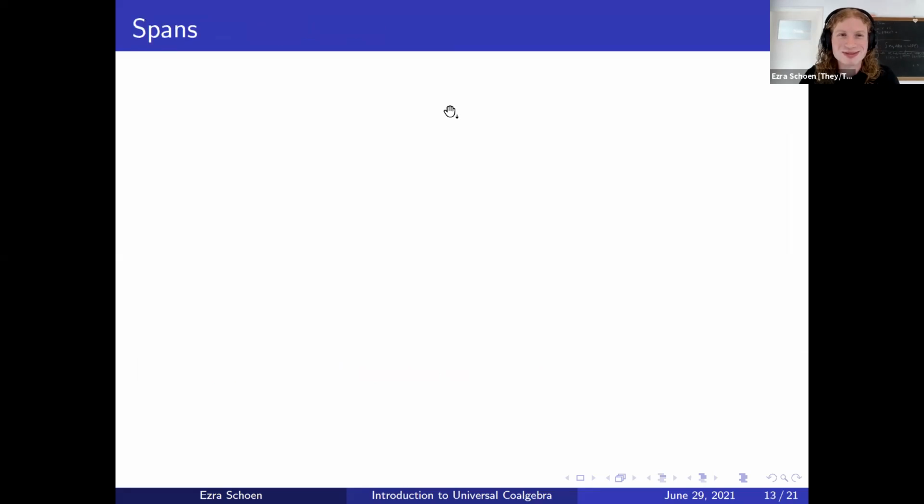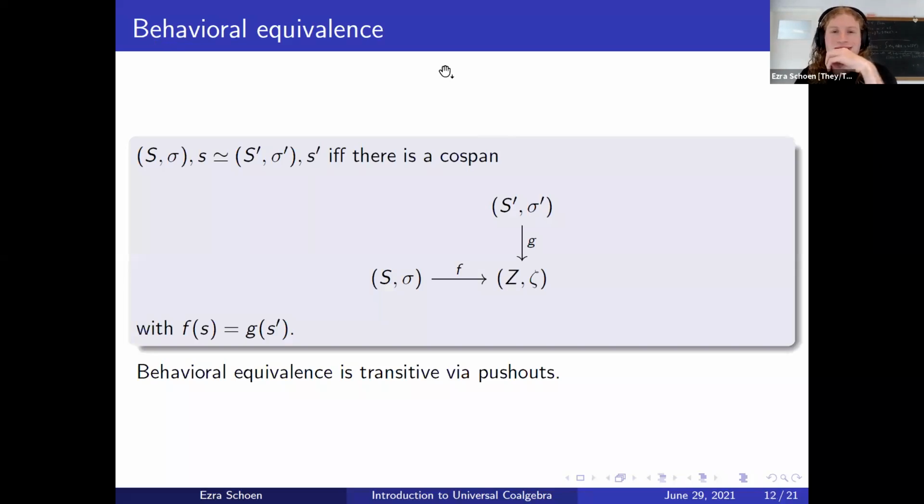Because this was actually my next topic. Co-spans are somehow difficult to work with, at least sometimes. And especially if you think about it, if you say they're equivalent if they're identified in the final coalgebra, then you need to compute their behavior. But of course, if you really wanted to know whether two states are behaviorally equivalent, it's kind of going the wrong way around to first compute their behavior and then check if they're equal. This is kind of putting the cart before the horse. So instead, what you can do is you can use spans.